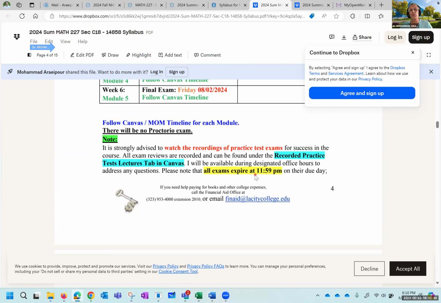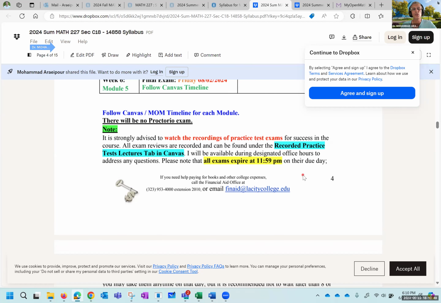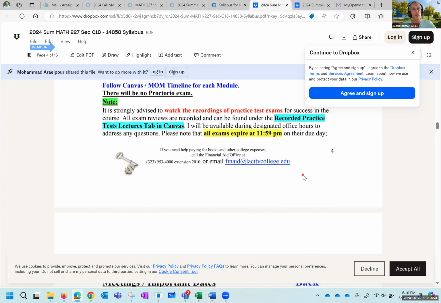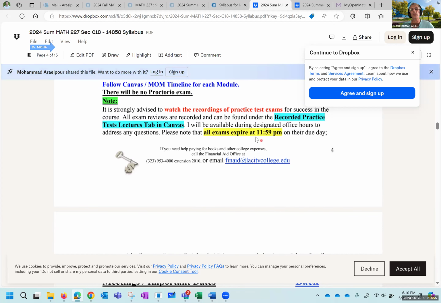All exams expire at 11:59 p.m. on their due date. And I highly recommend you start a few hours early to be on the safe side. If the exam is 2 hours and you start at 11, you have only 59 minutes, just for the sake of argument.